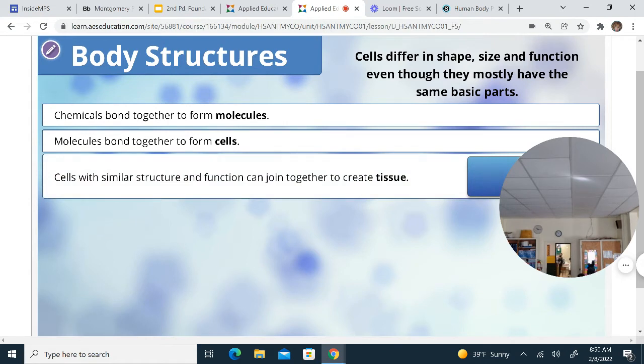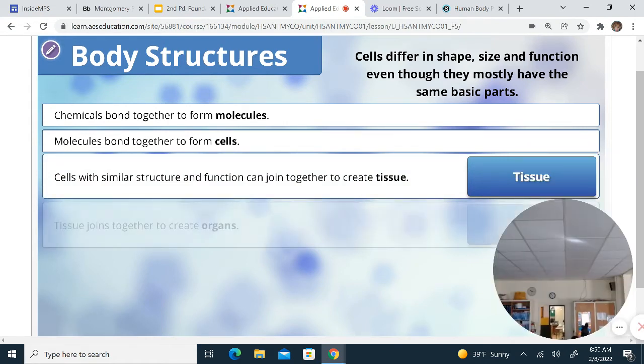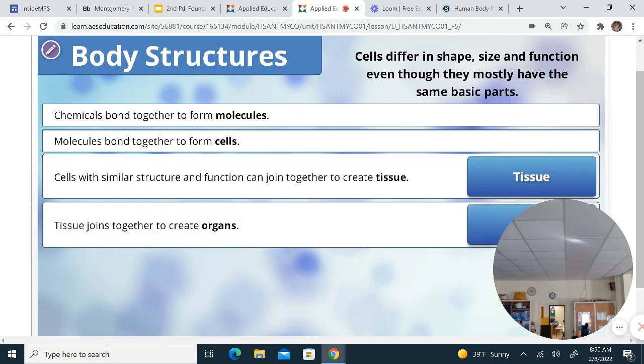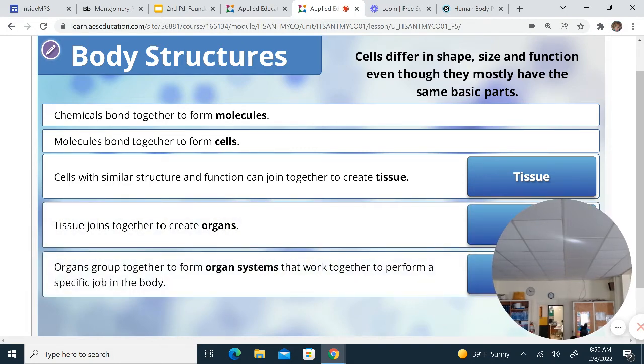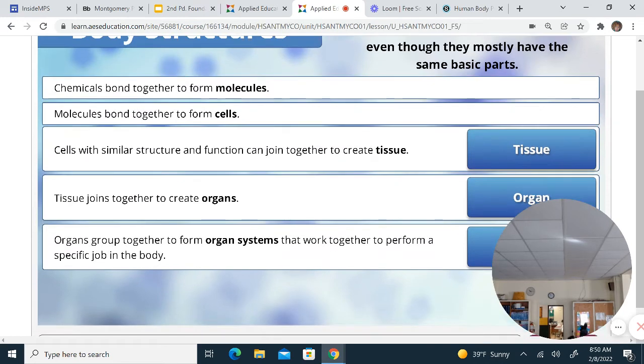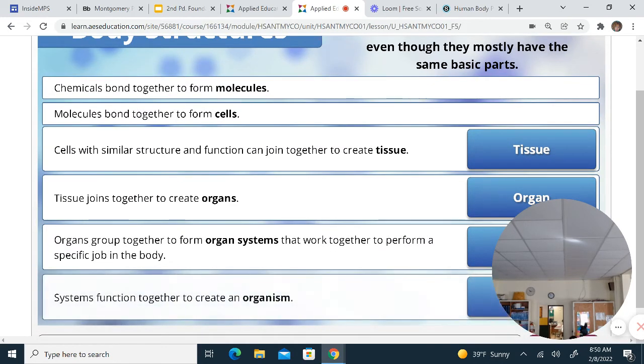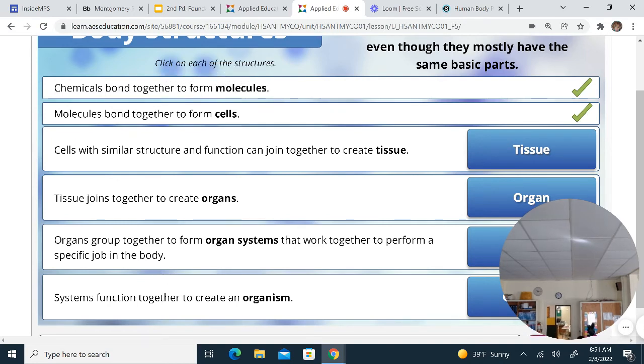Cells with similar structure and function can join together to create tissue. Tissue joins together to create organs, and organs group together to form organ systems that work together to perform a specific job in the body. All the systems function together to make up the total organism. Since you've already learned about molecules and cells, explore the remaining structures for more information.